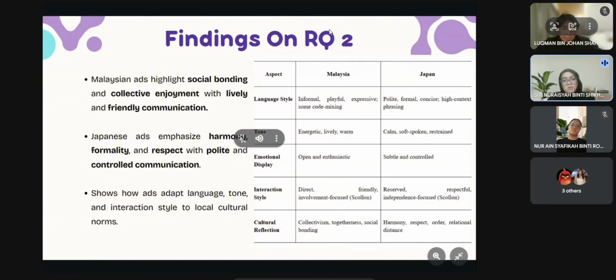So next, turning to our findings for research question 2. We analyze how KFC advertisements reflect cultural values and communication styles in Malaysia and Japan. These findings are based on the videos we have transcribed, and the results are summarized in the table shown.